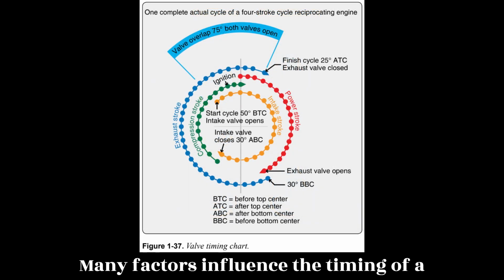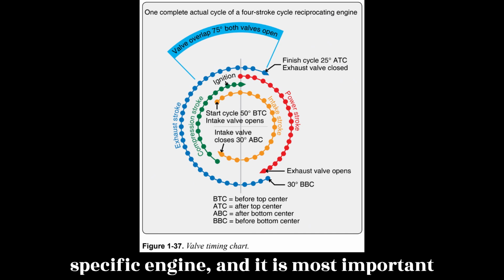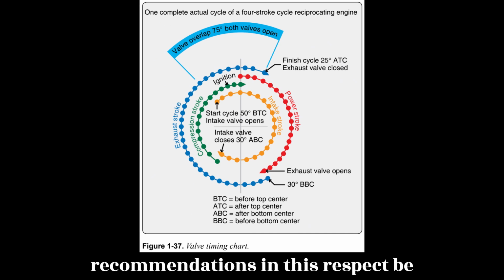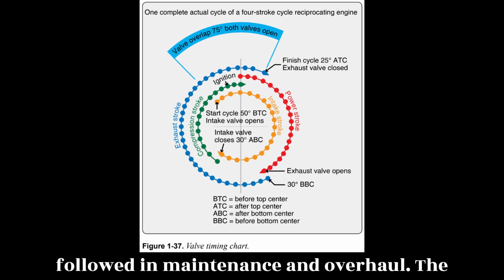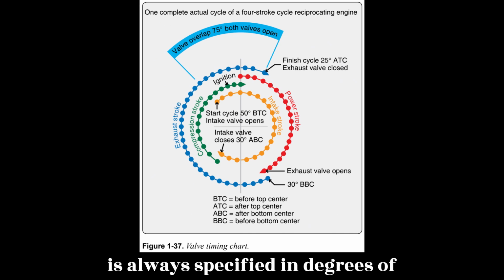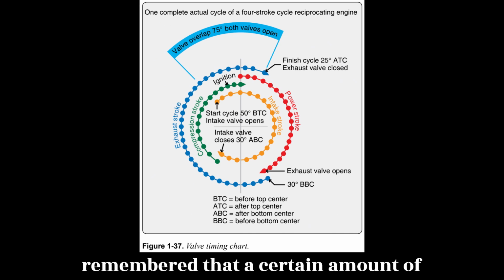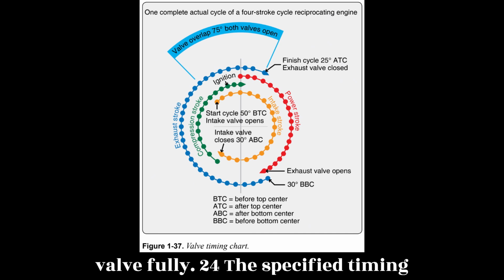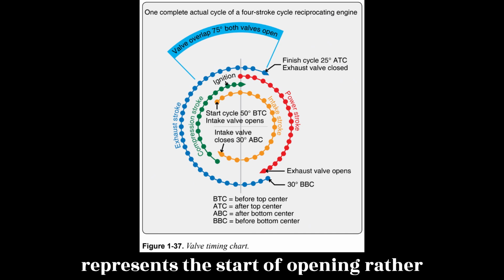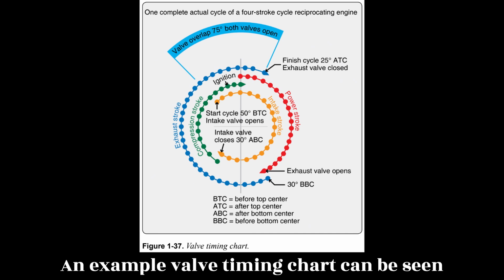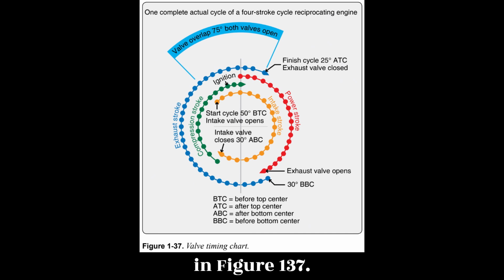Many factors influence the timing of a specific engine, and it is most important that the engine manufacturer's recommendations in this respect be followed in maintenance and overhaul. The timing of the valve and ignition events is always specified in degrees of crankshaft travel. It should be remembered that a certain amount of crankshaft travel is required to open a valve fully, therefore, the specified timing represents the start of opening rather than the full open position of the valve. An example valve timing chart can be seen in Figure 1.37.